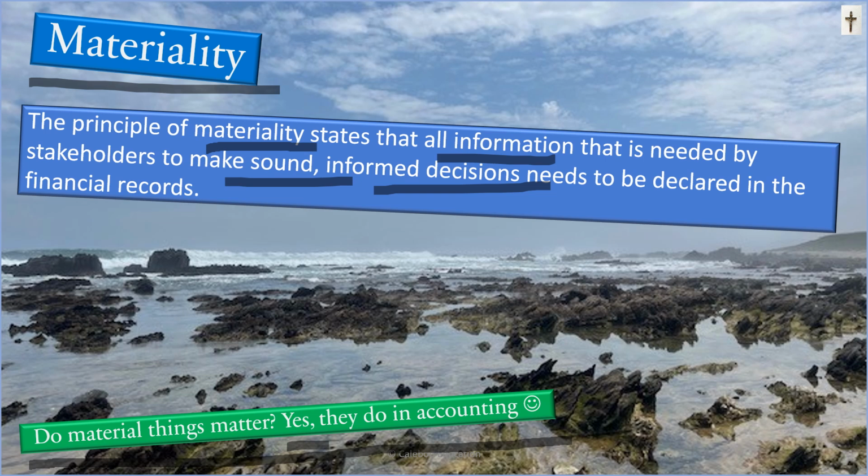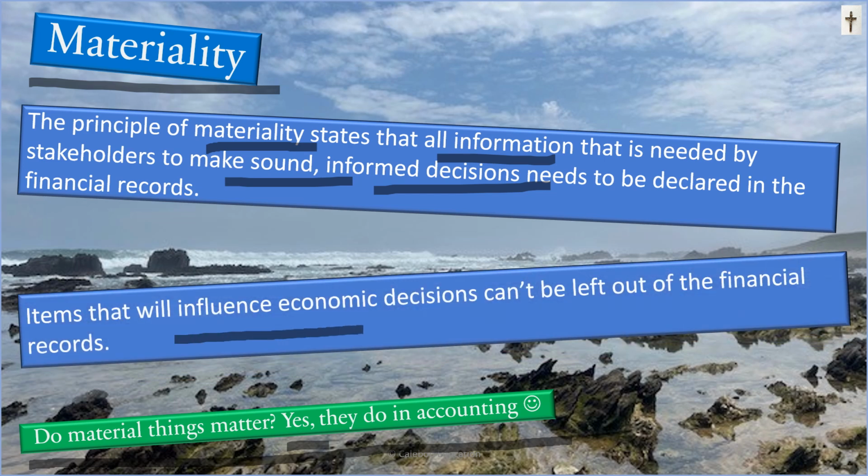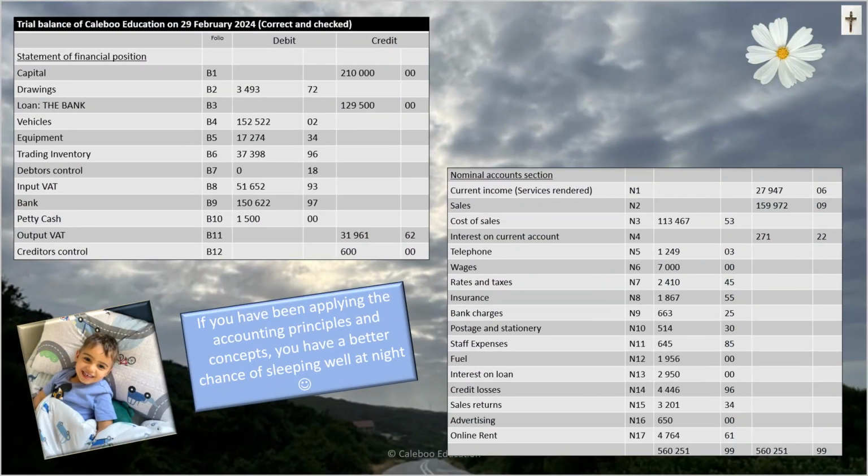So if an item is of significant value in the context of the business, it needs to be recorded separately in reporting, let's say, in the statement of financial position. Items with significant value in the context of the business need to be recorded. So there we go. Items that will influence economic decisions can't be left out of the financial records. So material items matter in accounting. I will try and explain the principle of materiality a little bit better here.